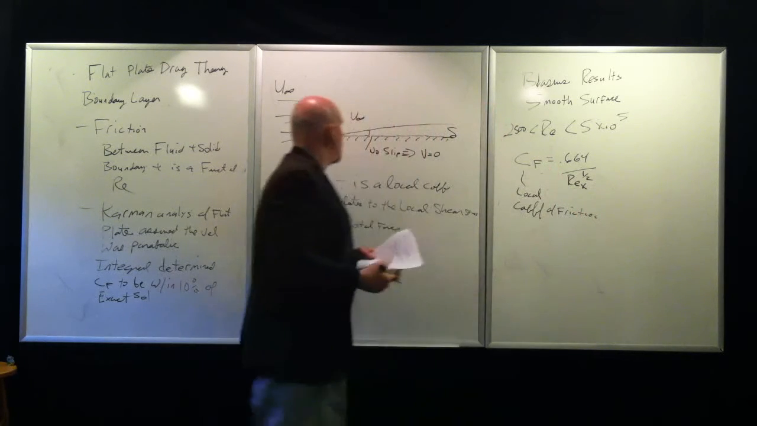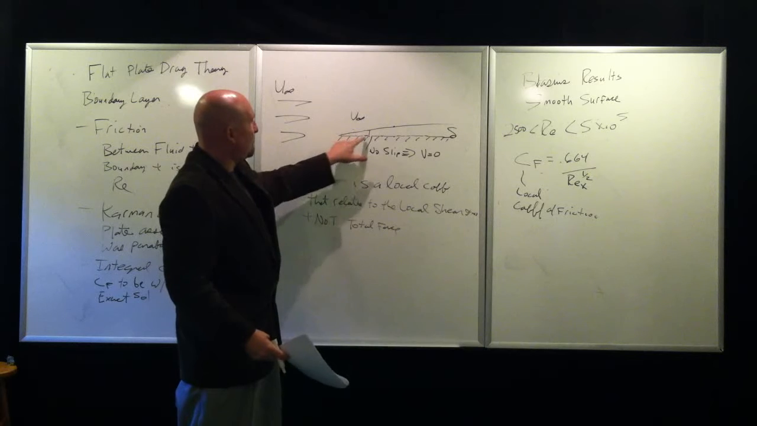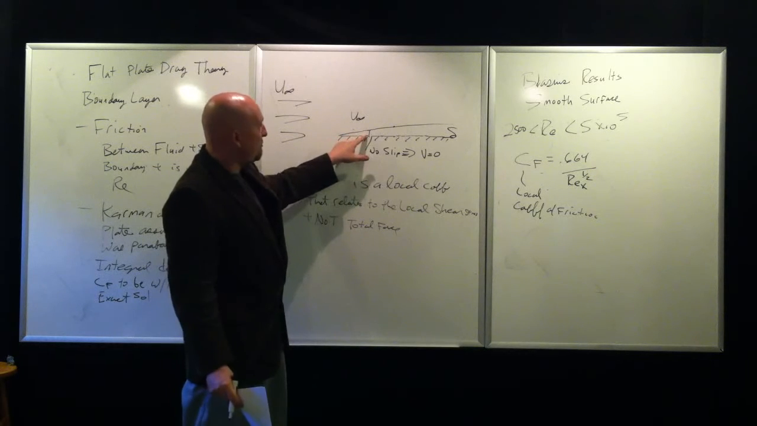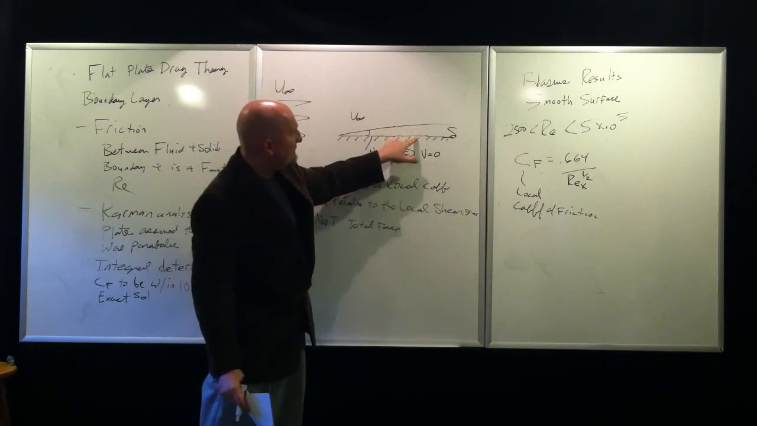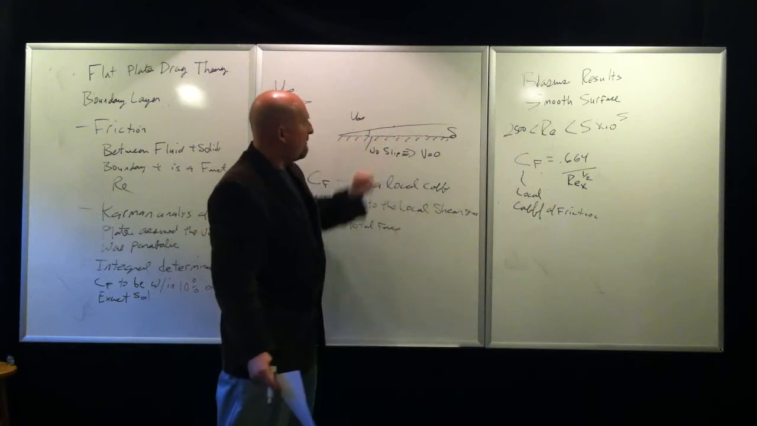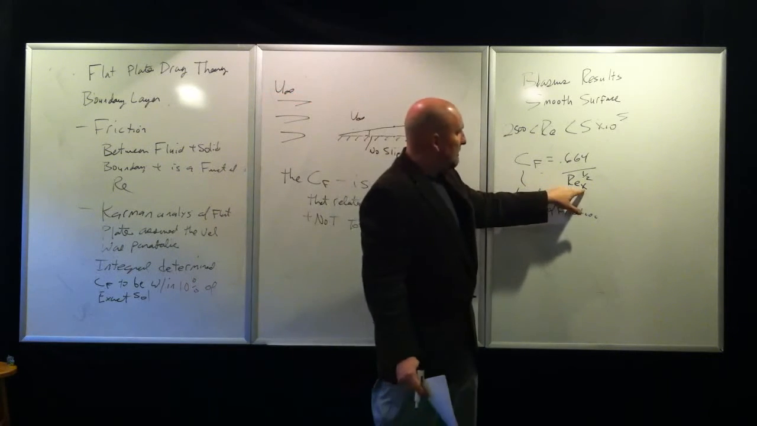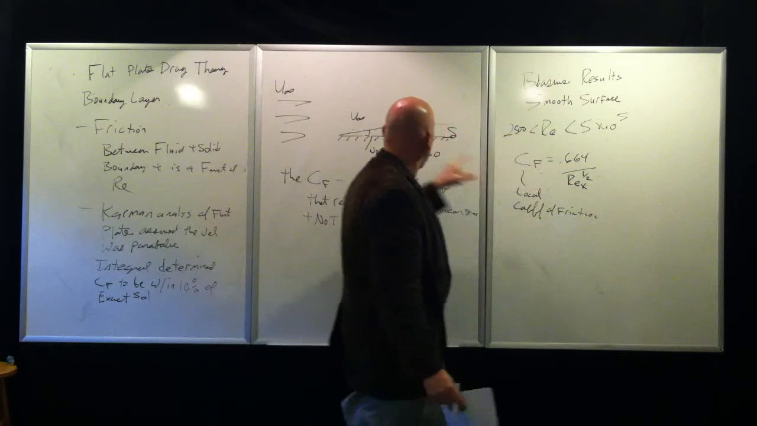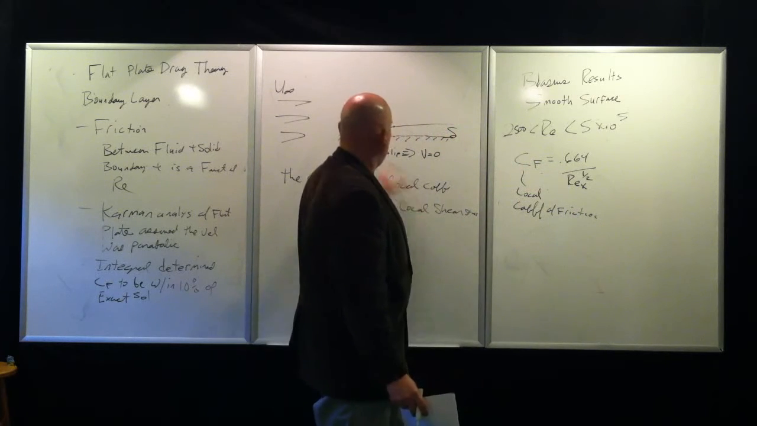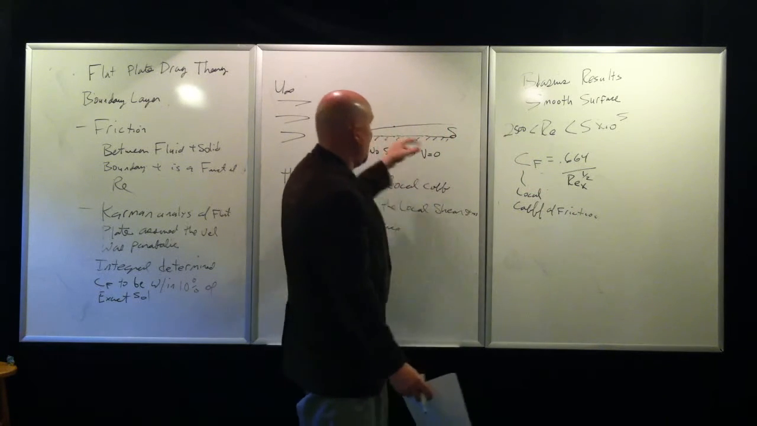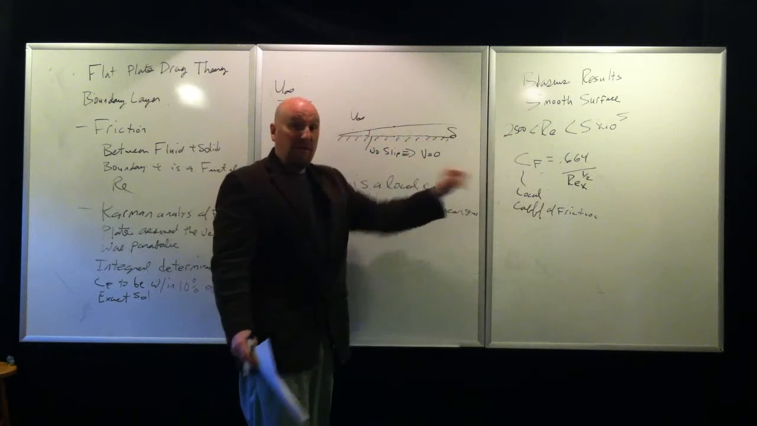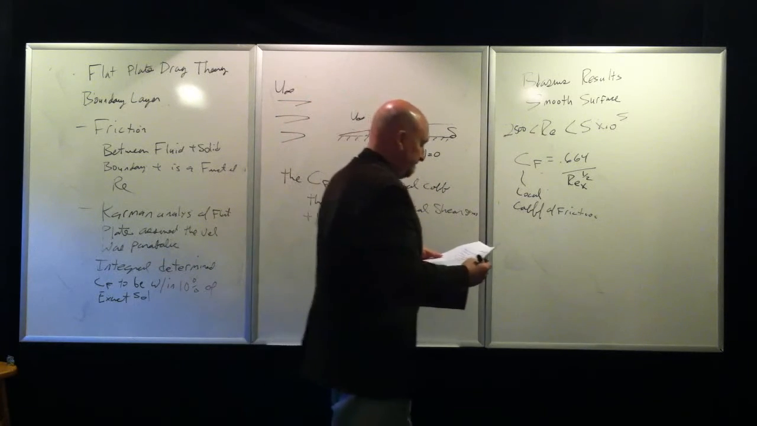So again, that's the local coefficient of friction. So if you're at this particular point, x would be, if you're 0.2 meters downstream, 0.5 meters, 0.8 meters, wherever you are at a particular point, that is where this is allowed to be a variable. You can find the coefficient of friction at a point along that flat plate. That is again going to be a local coefficient of friction.